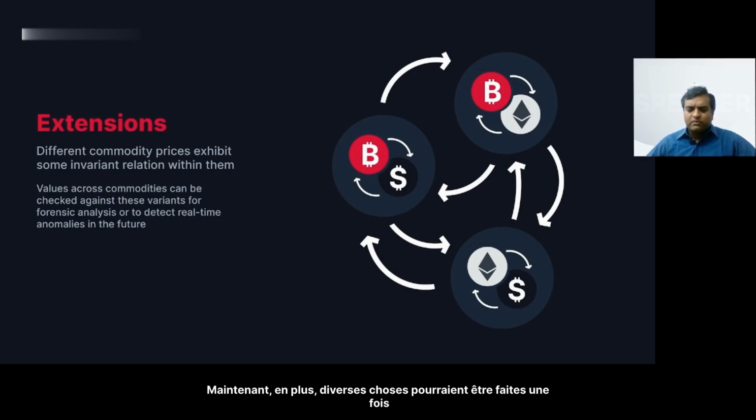Now, additionally, there are various things that can be done once we have computed these values. Different price pairs or commodities many times exhibit certain invariants or correlations between them. Imagine that X is the Bitcoin to USD price, Y is the Bitcoin to Ethereum price, and Z is the Ethereum to USD price. It is easy to see that ideally X should be equal to the multiplication of Y and Z. In practice, you expect that X minus Y times Z will not be exactly 0, but it would be a very small number, ideally. So if this number is more than what it should be, something is wrong. We plan to exploit these correlations across different commodities for detection of anomalous behaviors.